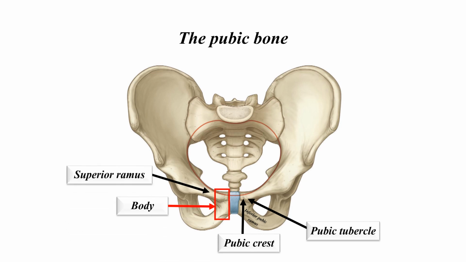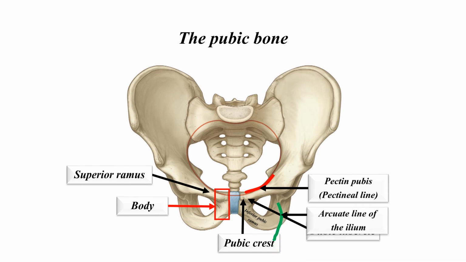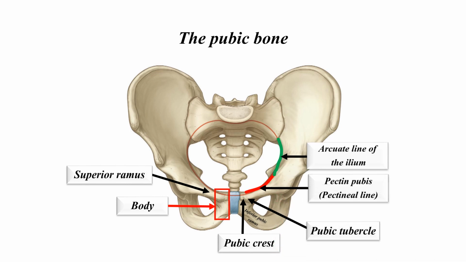This is the superior ramus of the pubic bone. In the upper border of the superior ramus of the pubic bone, there is a pectineal line or the pecten pubis. It is the upper sharp ridge that diverges from the pubic tubercle into the superior ramus. It forms part of the pelvic brim and it joins the arcuate line of the ilium to form the pelvic brim.